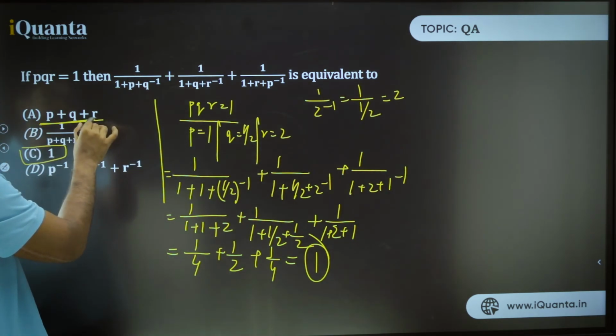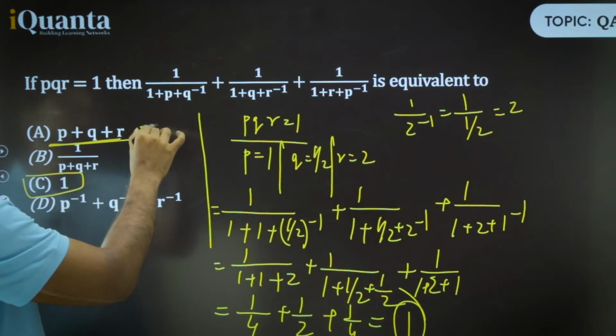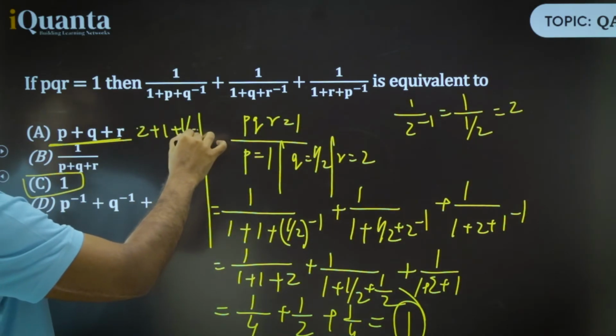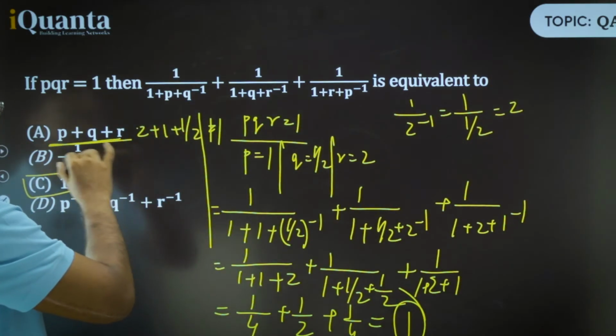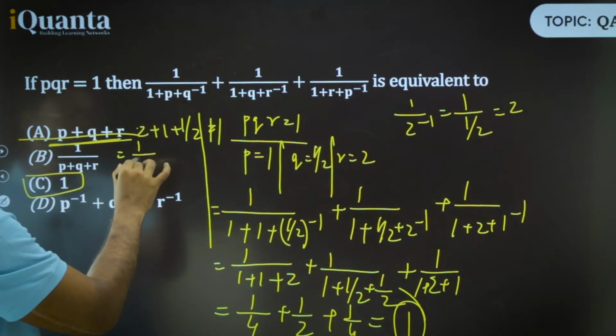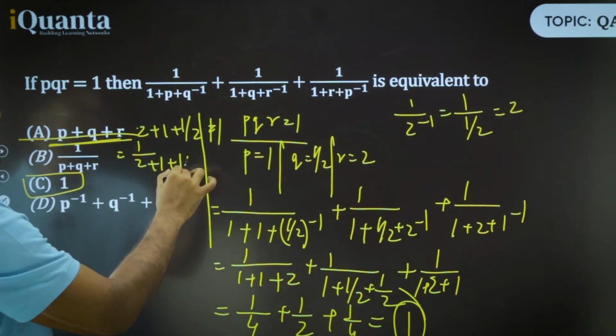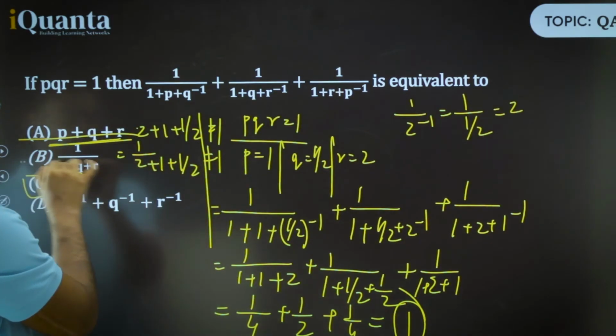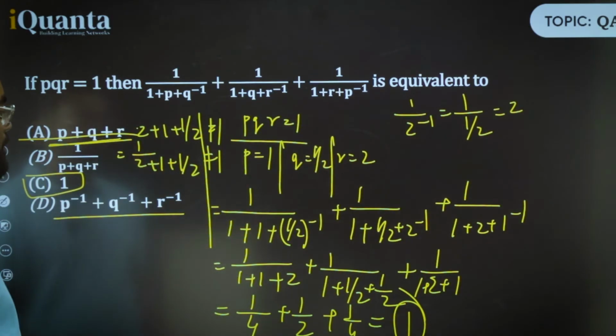So the value of this is P plus Q plus R is 2 plus 1 plus half. It is not equal to 1. So hence this is not the answer. 1 upon P plus Q plus R, which is same as 1 upon 2 plus 1 plus half. Again not equal to 1. So not your answer.